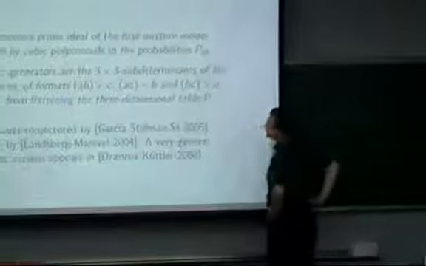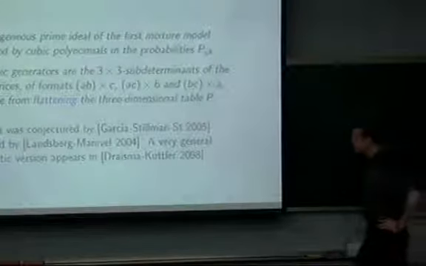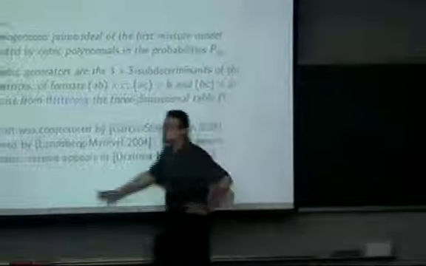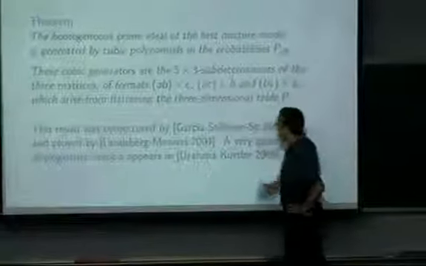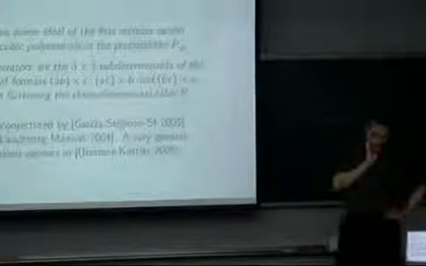Landsberg and Manivel shortly afterwards proved it, but there is a very, very general version that appeared in a phylogenetic context, motivated by evolutionary biology models, in a beautiful paper by Draisma and Kuttler that appeared last year. So it's an interesting question to describe the implicit constraints that cut out the variety, and for first mixture models this has been accomplished. Now, in general, it's quite open.